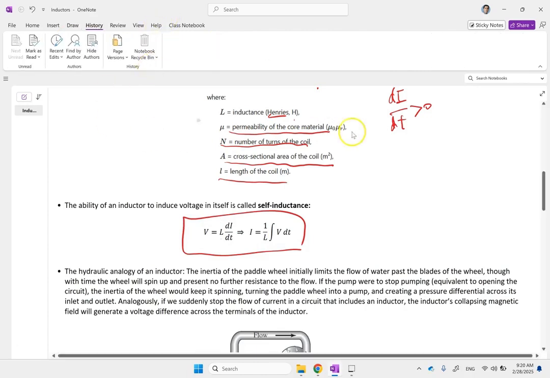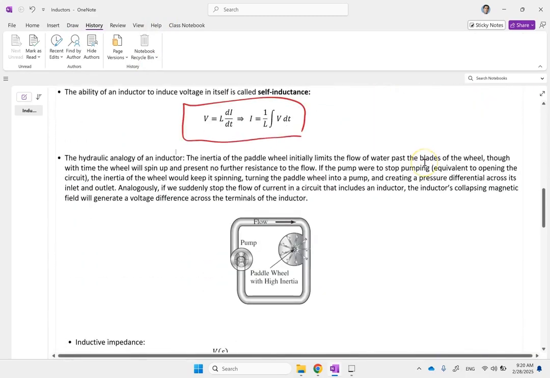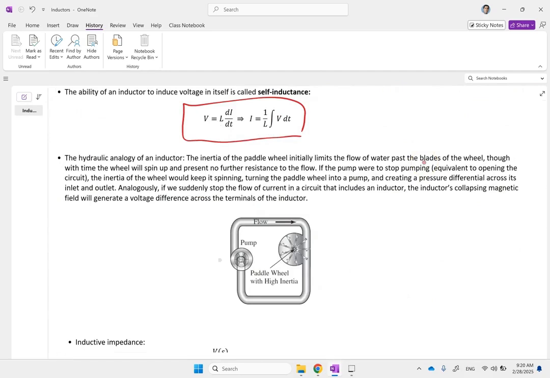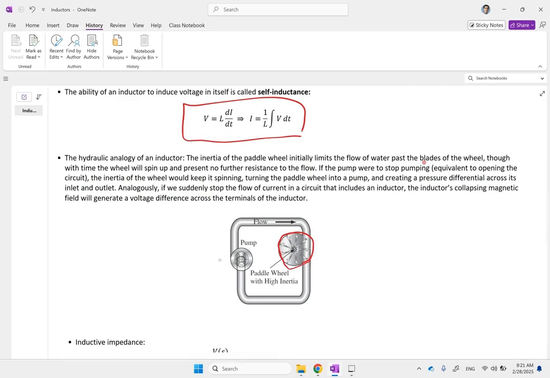Now, if you want to compare this against a mechanical system, you can say it is similar to a fluid system, and there is this pump that wants to create flow inside it, and your inductor basically is similar to this wheel here, this paddle wheel or turbine or whatever you might call it. And the resistance of that to the flow can be considered like the inductor. So what's happening here?